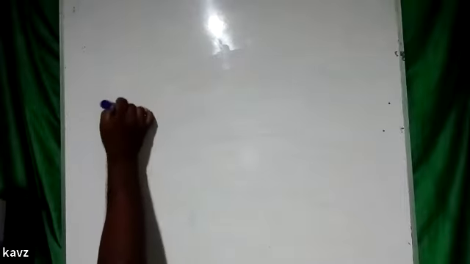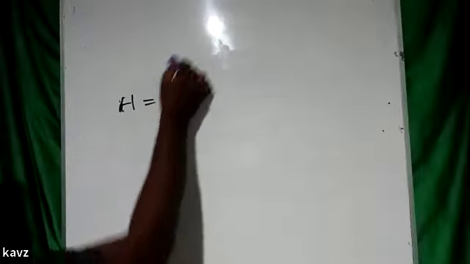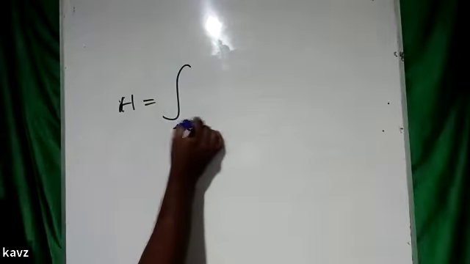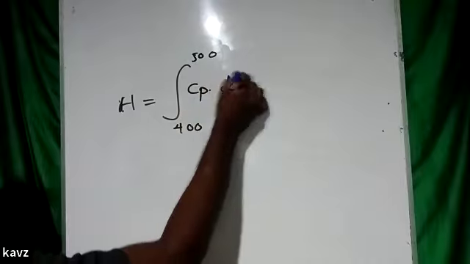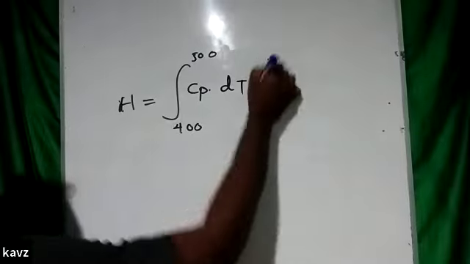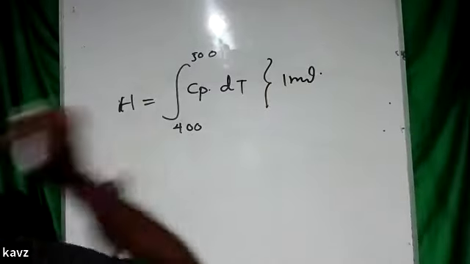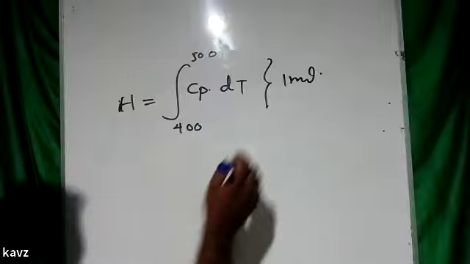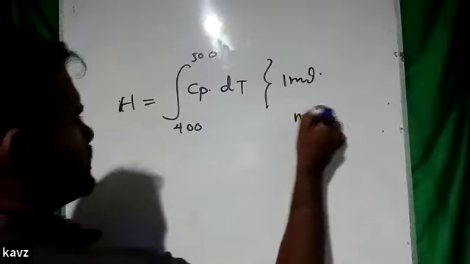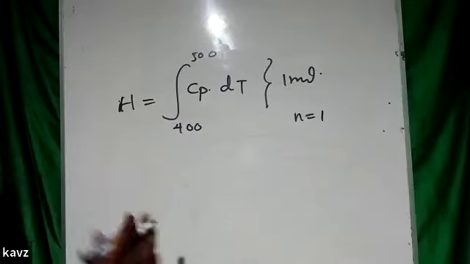Okay, so Cp comes with the H. When you have to find H, you have to integrate Cp dt from 400 to 500. This is for 1 mole, and there is only 1 mole, so no problem. N is 1. If you put N, it's okay, and it's also okay because it says 1 mole.